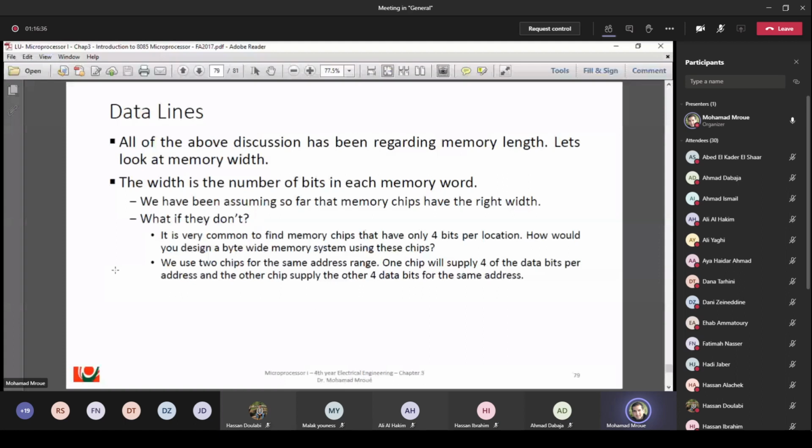So in this case, we put 2 memories and activate them in parallel. Each one of them gives us 4 bits. So both together give 8 bits. So we use 2 chips for the same address range. The same address range, meaning I activate them at the same time and they work in parallel. So one chip will supply 4 of the data bits per address, and the other chip supplies the other 4 data bits for the same address.